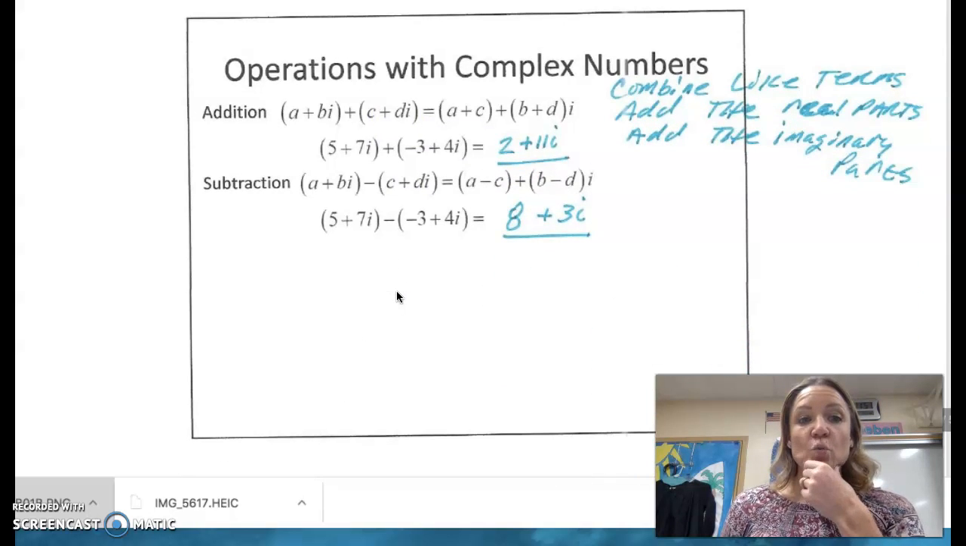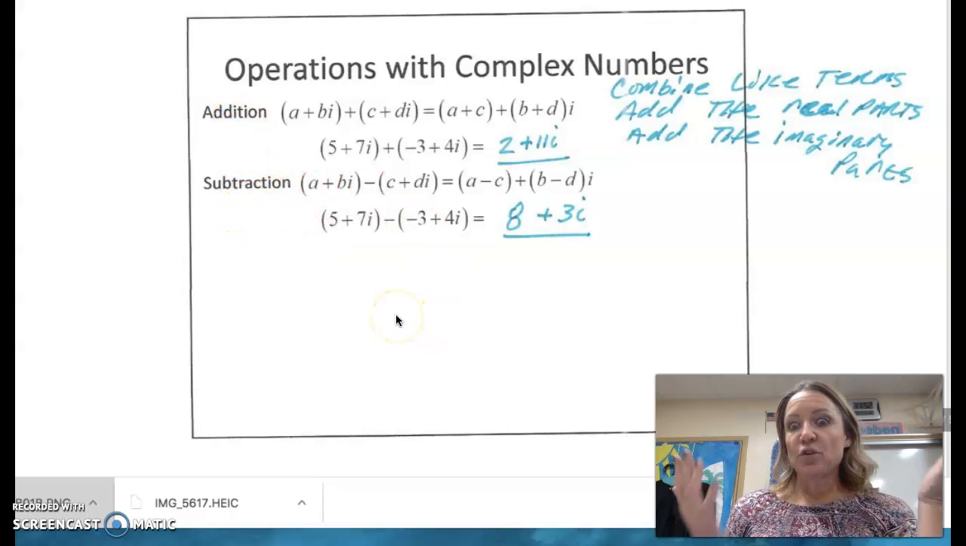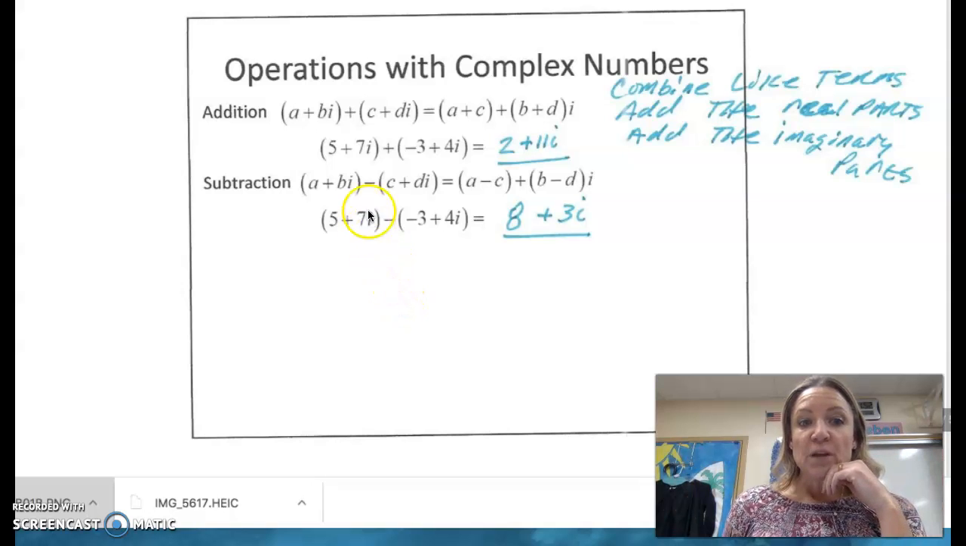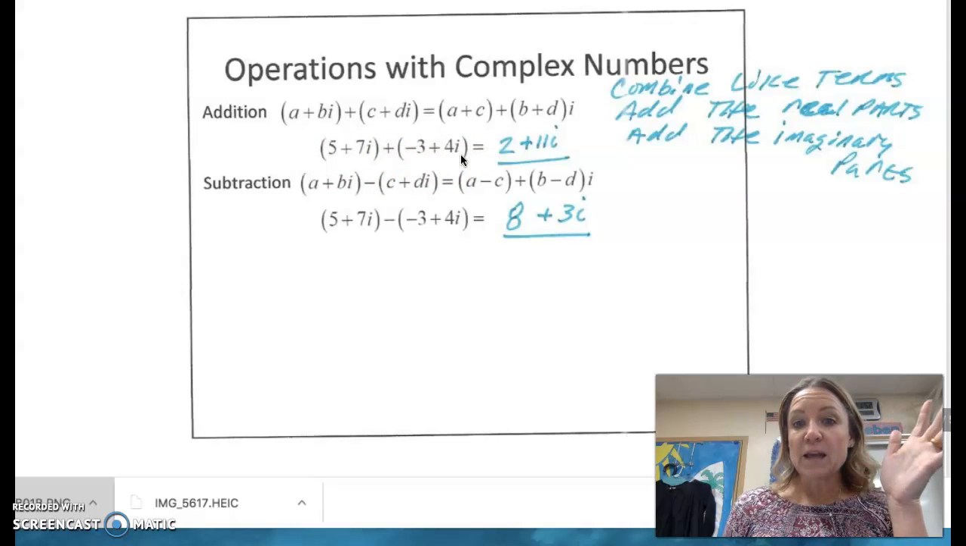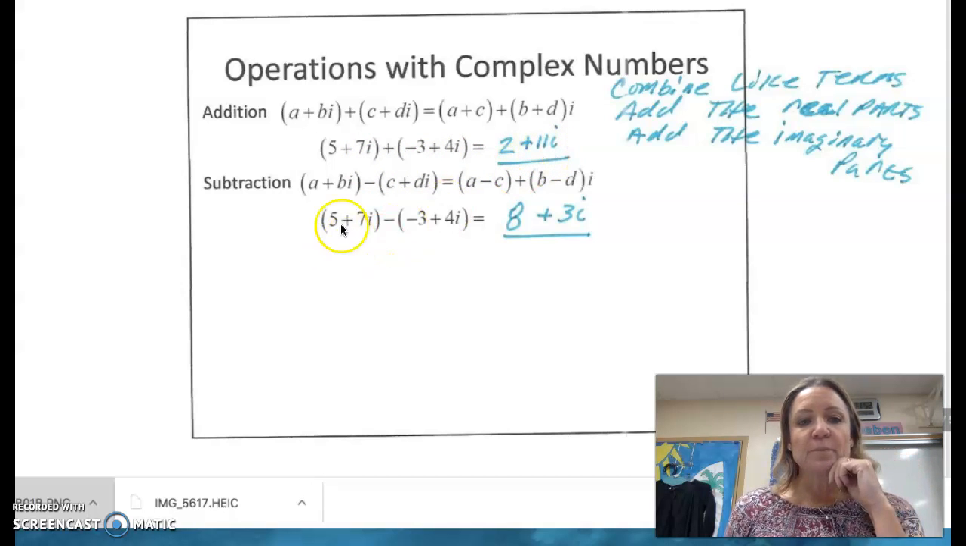Okay, so we're going to look at operations with complex numbers. The first two are super easy: addition and subtraction. If you're good at recognizing like terms, then this part should be easy for you. You're simply going to take 5 plus 7i plus negative 3 plus 4i, and combine any like terms. The 5 and the negative 3 combine to get 2, and the 7i and the 4i combine to get 11i. So adding is super easy.